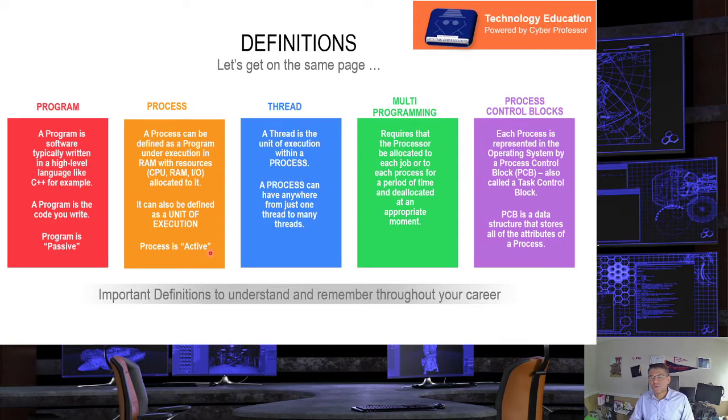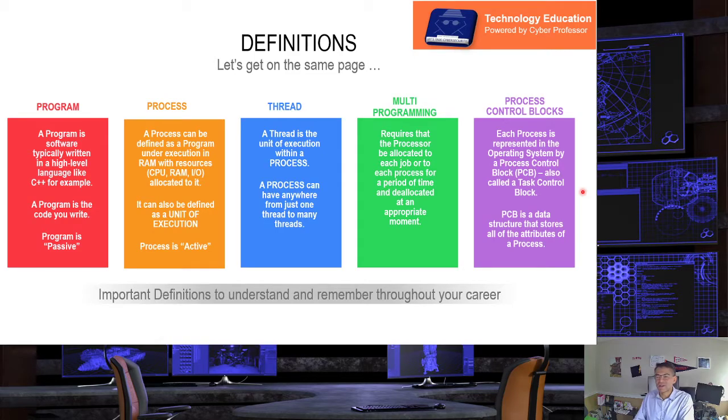Now, thread, we move to the third definition in our table here, and we talk about thread. A thread is the unit of execution within a process. So a process can have anywhere from one to many different threads that are part of the same process. So within the process, you may see multiple threads.